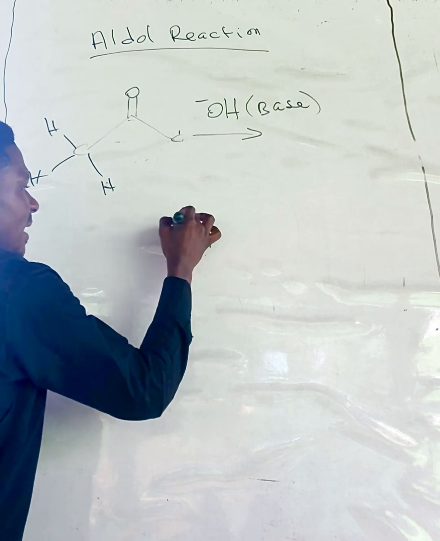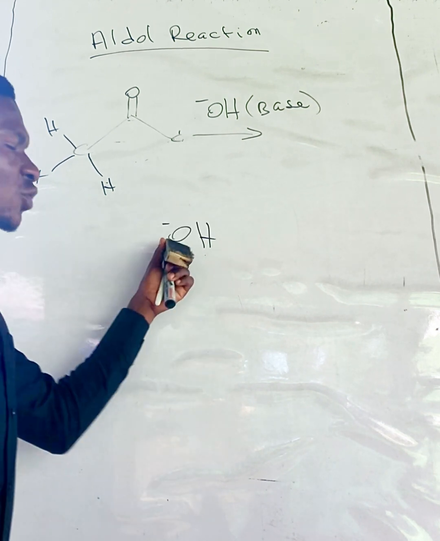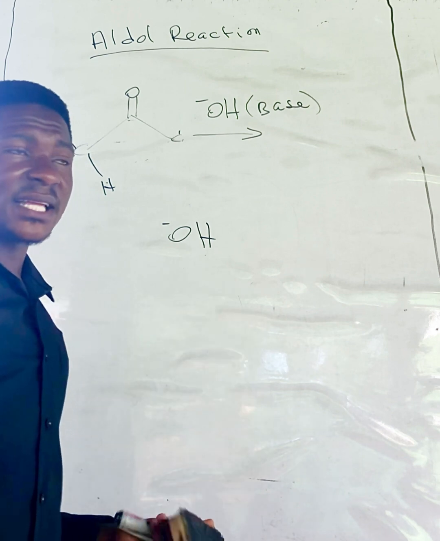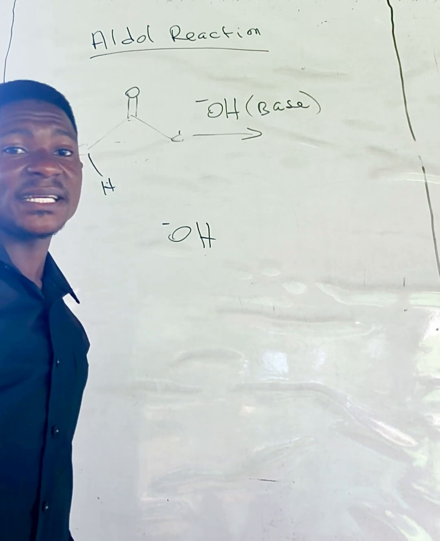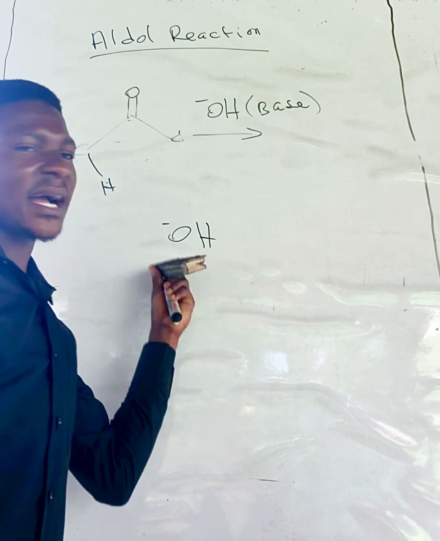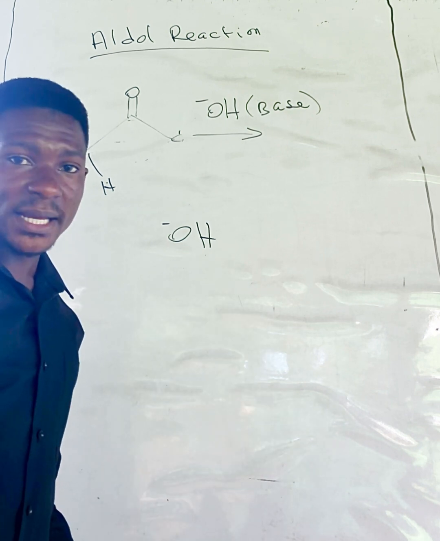If I have my base here, why is the hydroxyl group having a negative charge on it? It means that the hydroxyl group has excess electrons in the system already. So it doesn't need electrons, is that not it? So it's going to act as the nucleophilic donor. Do you get it?